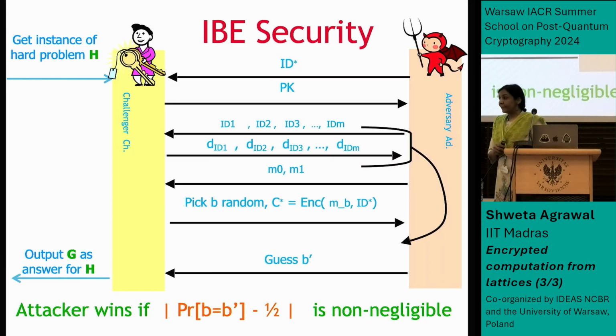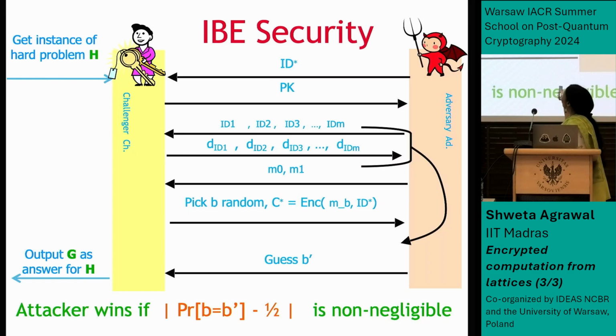Is there a reason why the adversary can only request the keys for identities at this one phase? No. So this arrow shows that you can also do it here. Good, that's a great question.